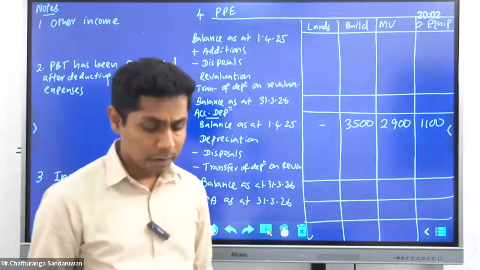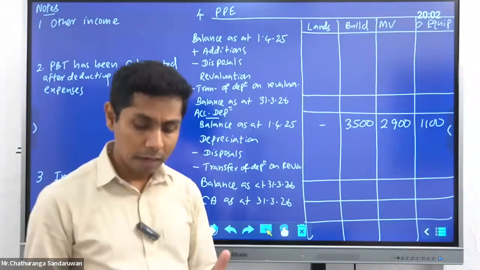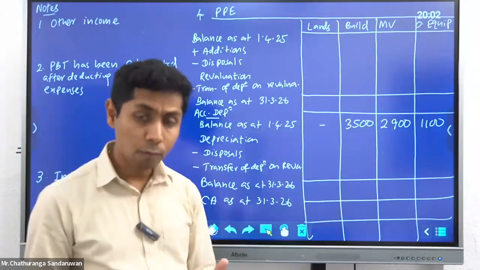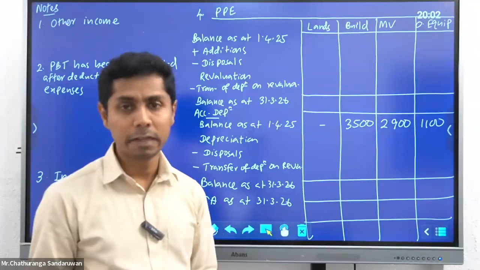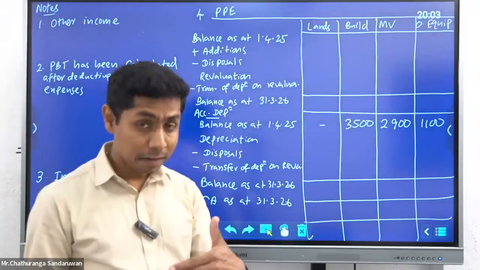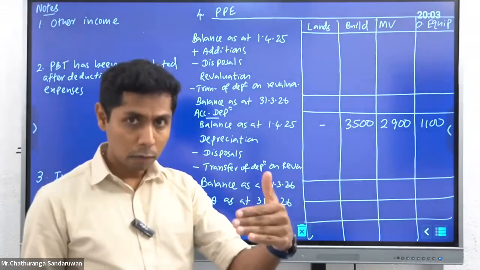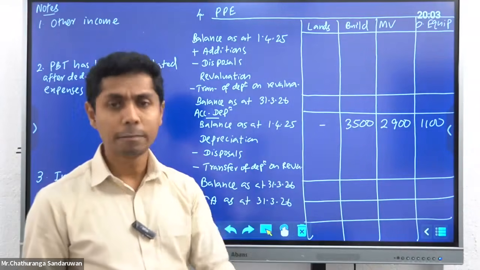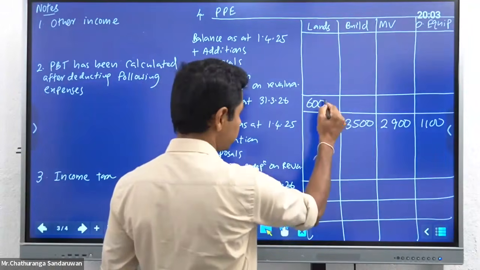The next adjustment, on 31st March 2026, company revalued land for the first time to 6 million, creating a revaluation surplus of 2 million, right? This revaluation has been correctly recorded. Now it has been correctly recorded. So the fair value of the land end of the period is 6 million. Therefore, this balance is 6 million.